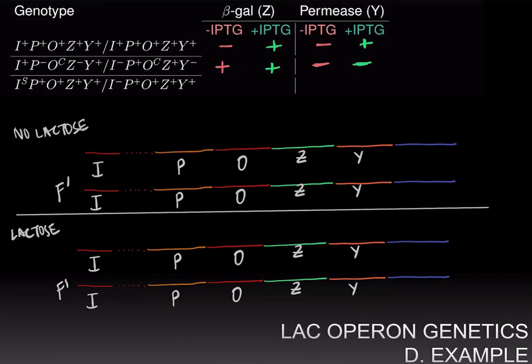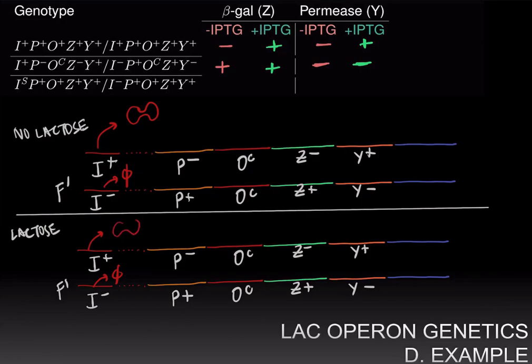Now, let's do the same genotype in a mechanistic manner. Now, I have a heterozygote between I plus and I minus. Since I do have one functional allele of Lac I, I will make repressor in both the presence and the absence of lactose.